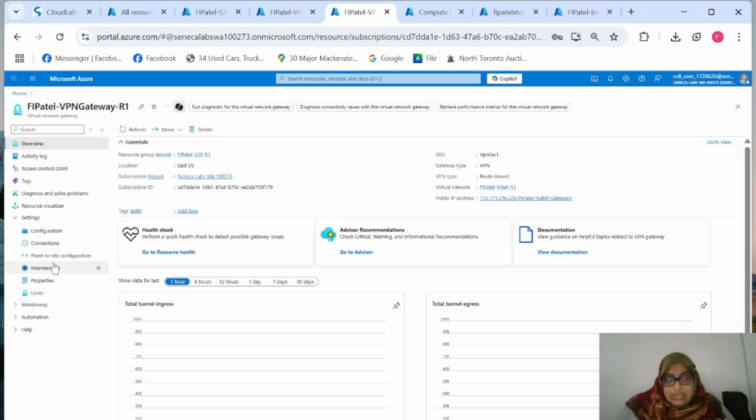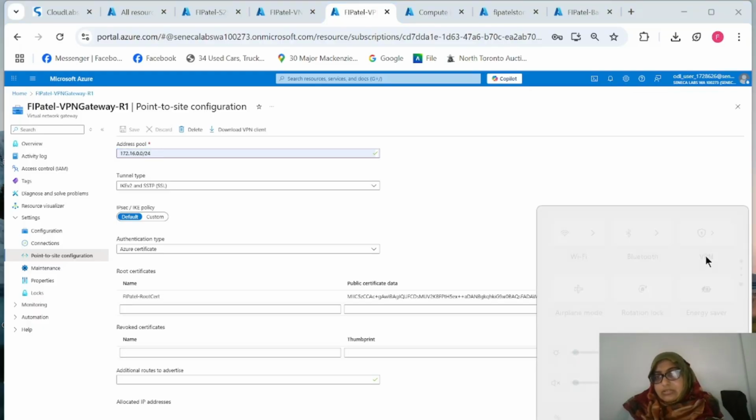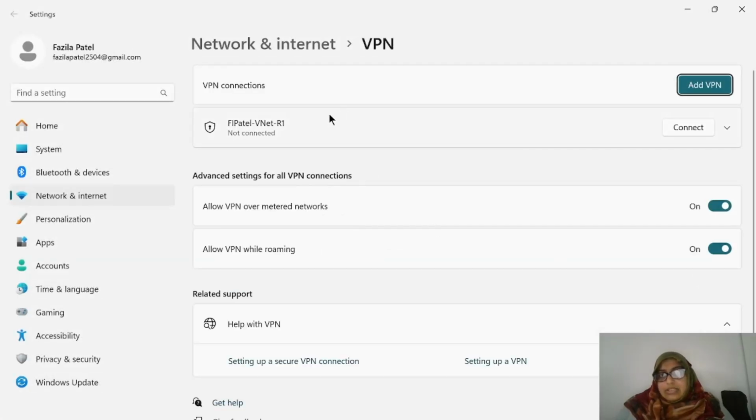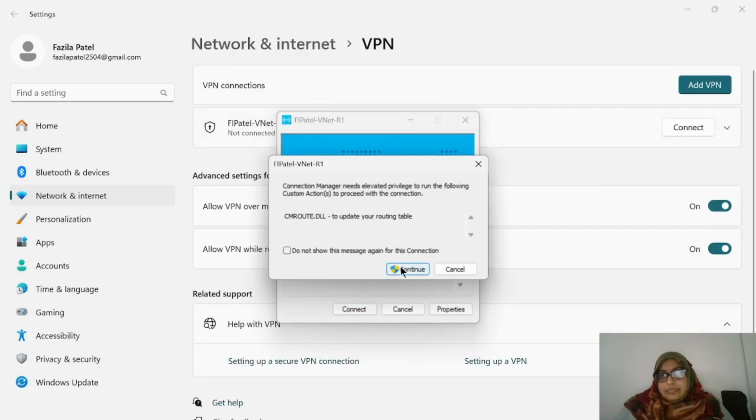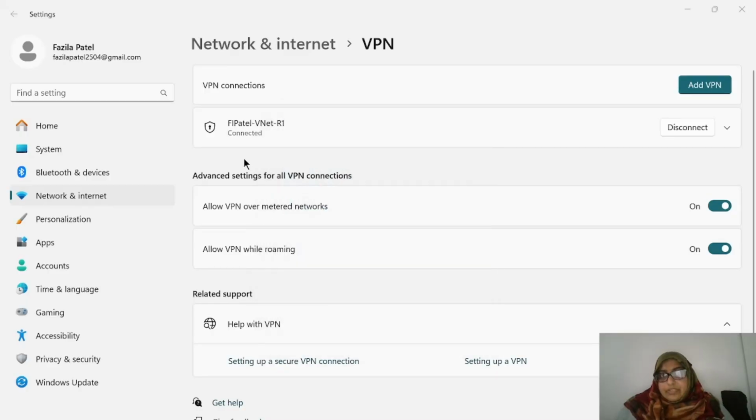This is the VPN gateway, and this is the point to site configuration. This is the address pool, and I use tunnel type IKEv2 and SSTP, and authentication type is Azure certificate. This is the root certificate name, and this is the certificate data that I copy and pasted after scripting in PowerShell. And now I'll be connecting to the VPN. This is the VPN, Patel VNet R1. Now you can see the VPN is connected.